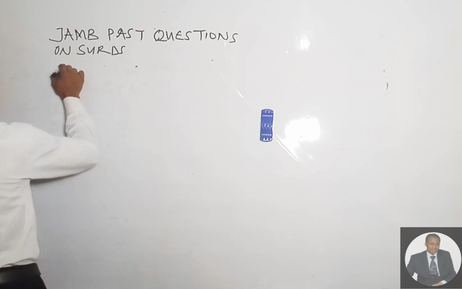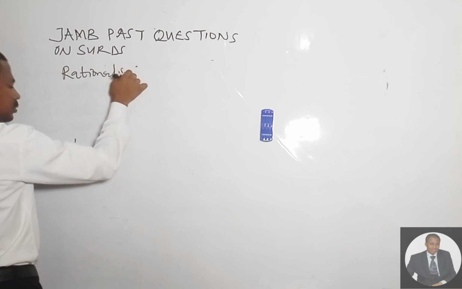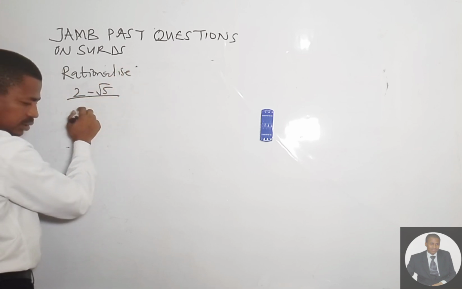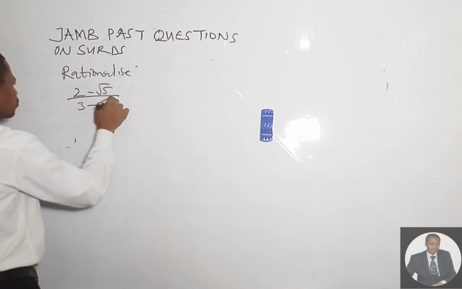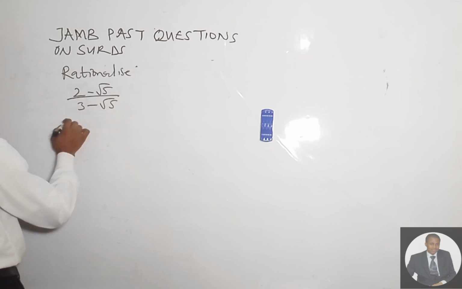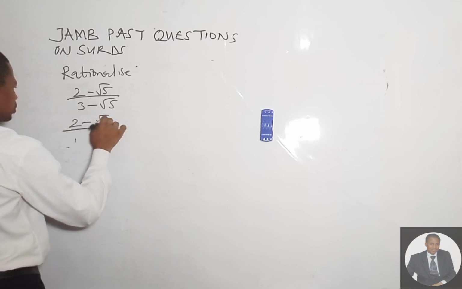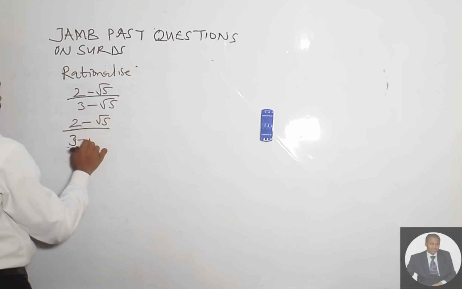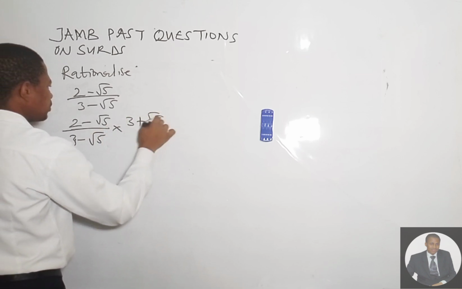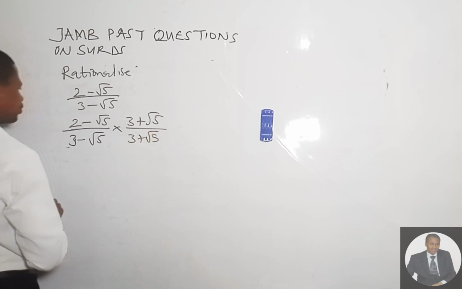Rationalize 2 minus root 5 over 3 minus root 5. So what do we do when we have this kind of thing? We rationalize with a conjugate surd. And what's the conjugate surd? 3 plus root 5.